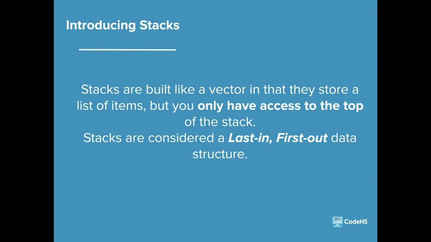In this lesson, you're going to explore one of our first new data structures, the stack. Stacks are built like a vector in that they store a list of items, but unlike a vector, you only have access to the top of the stack. You can think of a stack like a stack of books. Every time you add, the pile gets bigger, but you can only access the top book. As a result, stacks are a last-in, first-out data structure. The last item you put in a stack is the first item you take out.